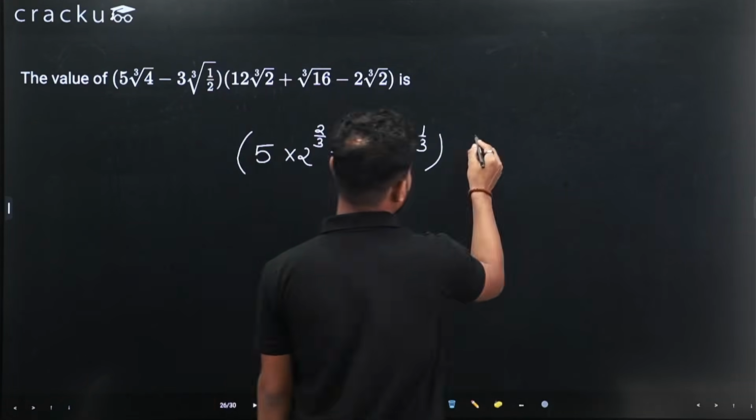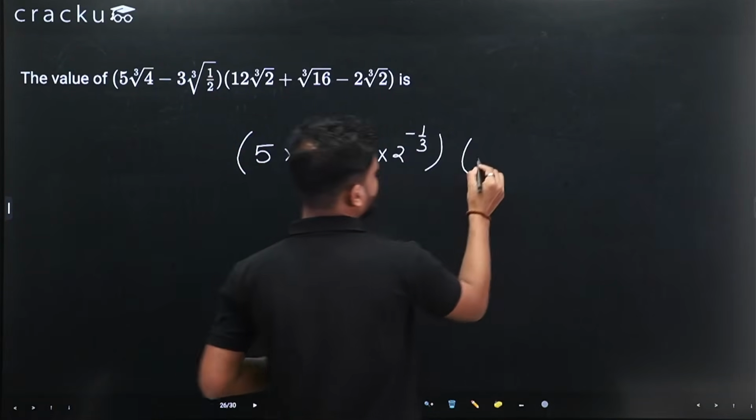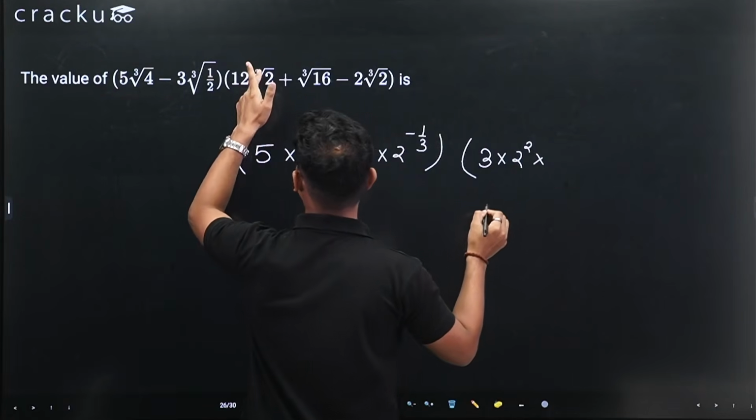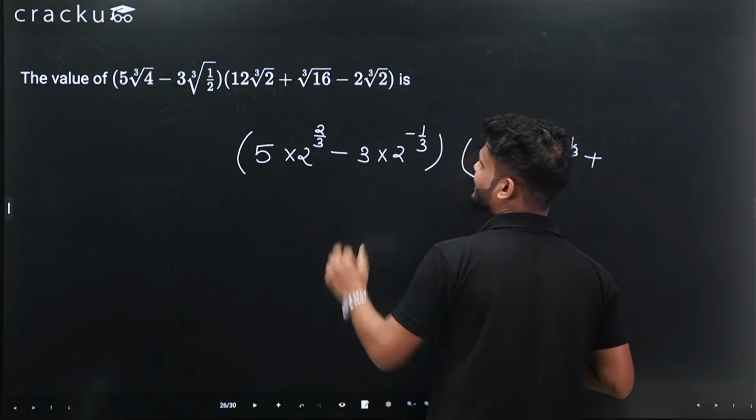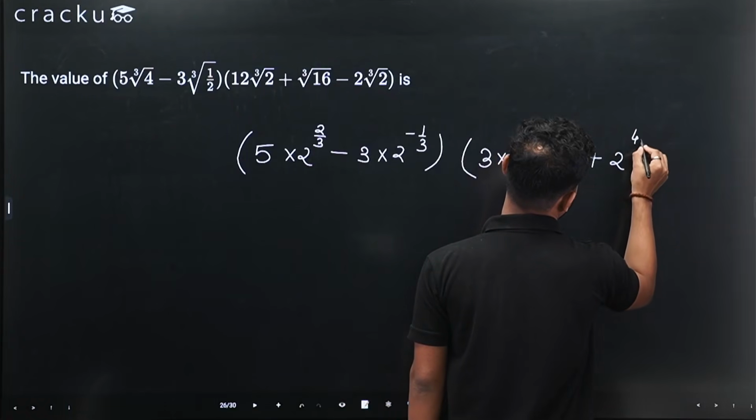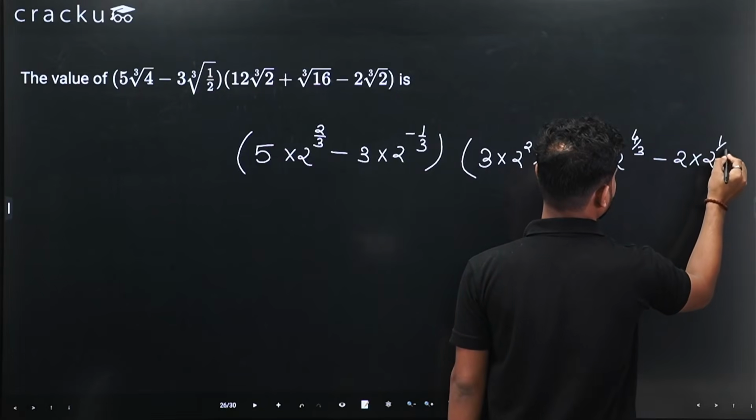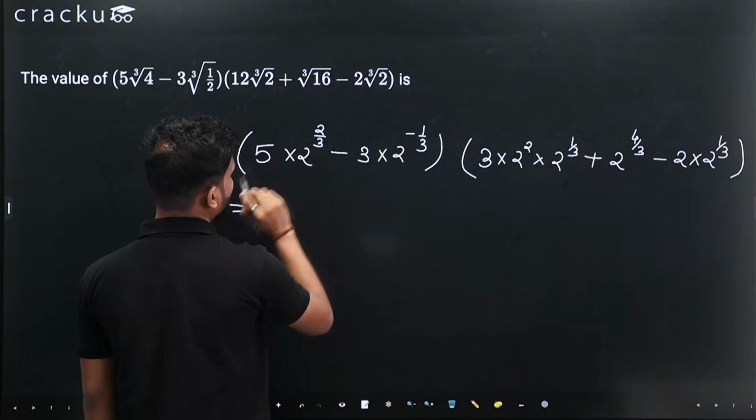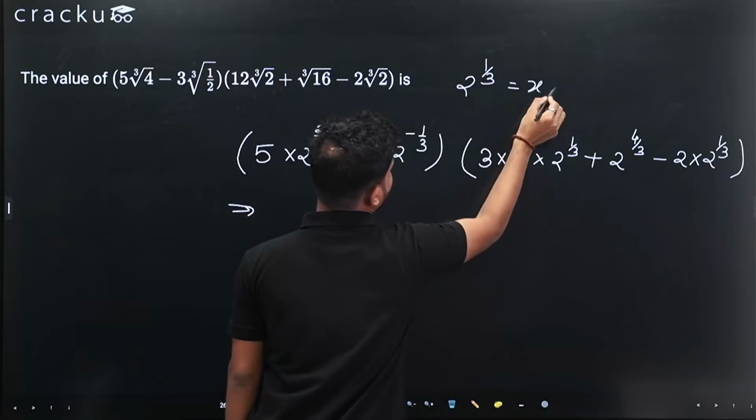Correct? Here, what is 12? 12 is 3 into 4. So this is 3 into 4, which is 2 square, into 2 raised to 1 by 3. Plus cube root of 16, and 16 is 2 raised to 4, so 2 raised to 4 by 3, minus 2 into 2 raised to 1 by 3. From here what you get? If you put 2 raised to 1 by 3 as x, what will you get?